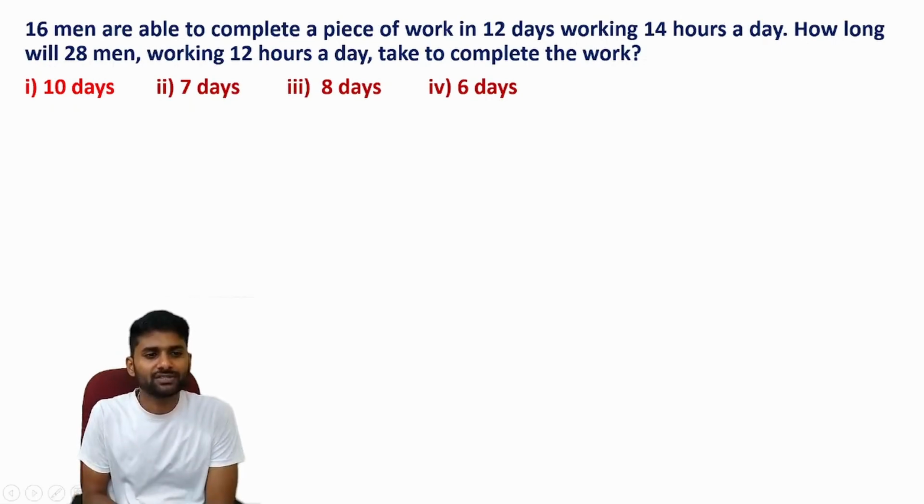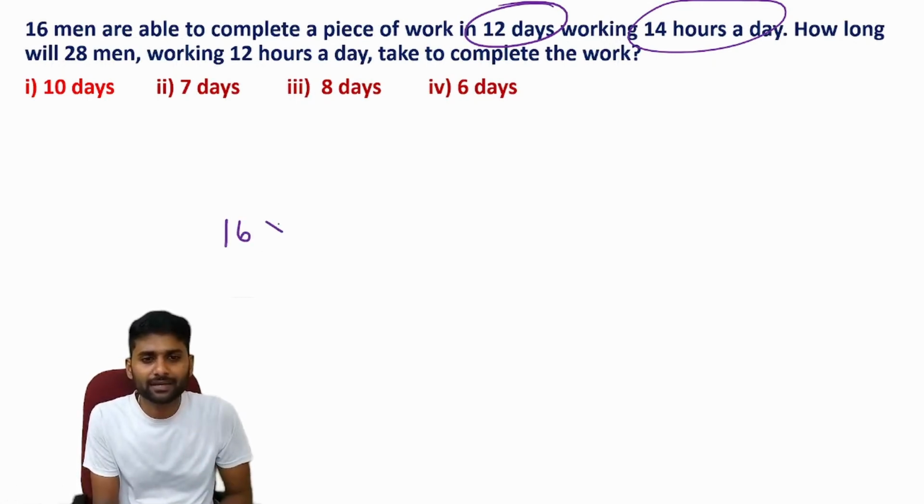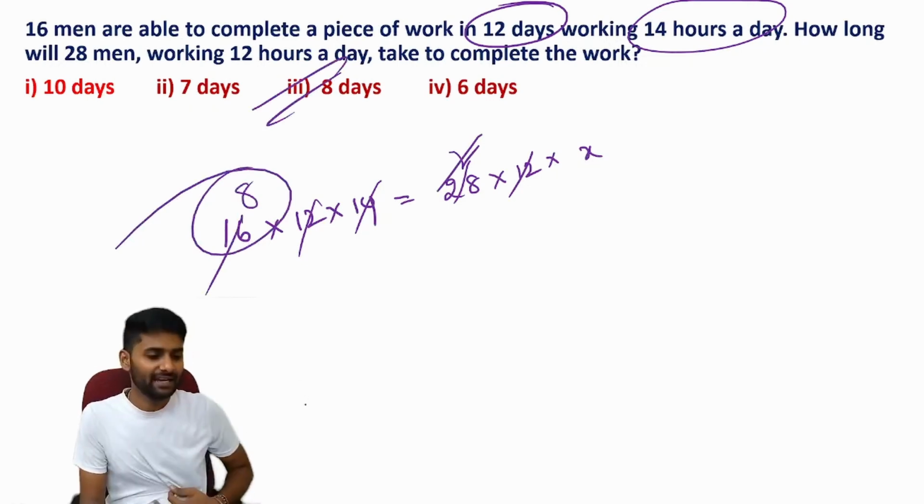Now let's see this question. 16 men are able to complete the work in 12 days, working 14 hours per day. How long will 28 men working 12 hours a day take to complete the work? 16 men, 12 days, 14 hours a day. 28 men, 12 hours a day, then it takes how much of time? So 12, 12 cancel, 14 by 28 is 2, 16 by 2 exactly 8. So here they will complete it in 8 days.